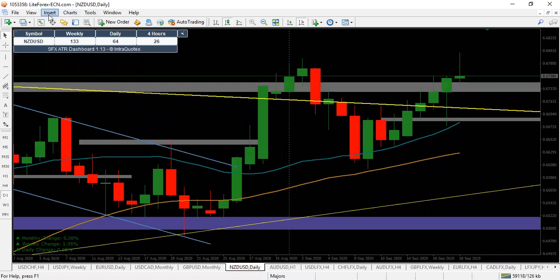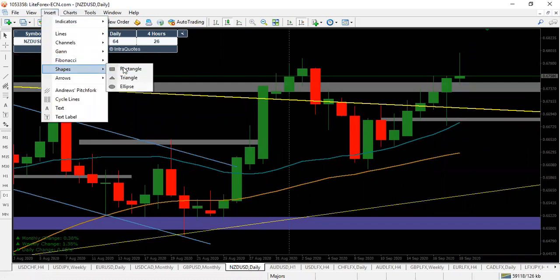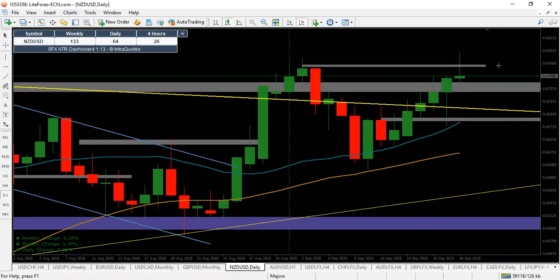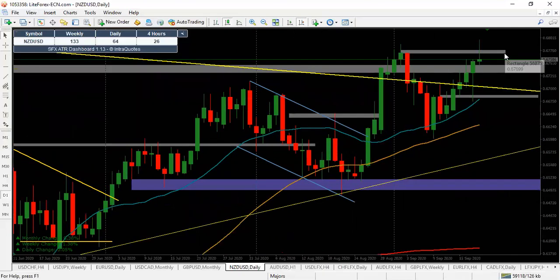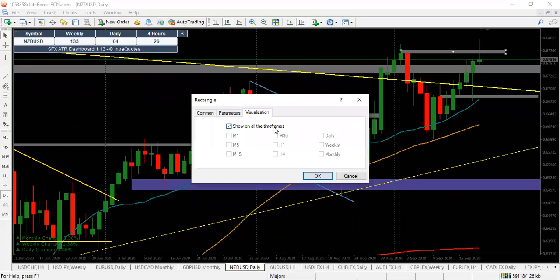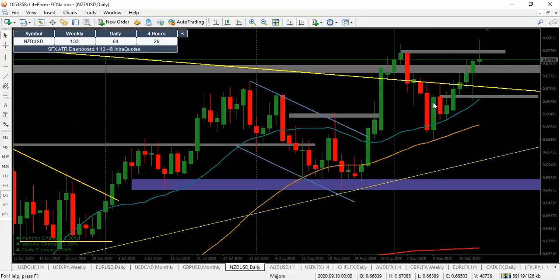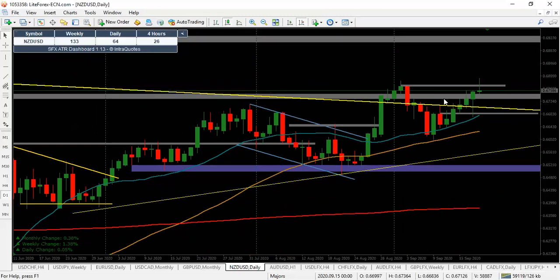So what we're going to be doing for next week, we're going to put up this line here. And we're going to watch for a demand to confirm. We're going to watch for confirmation on a daily time frame. And that'll be a nice time to actually look to buy.